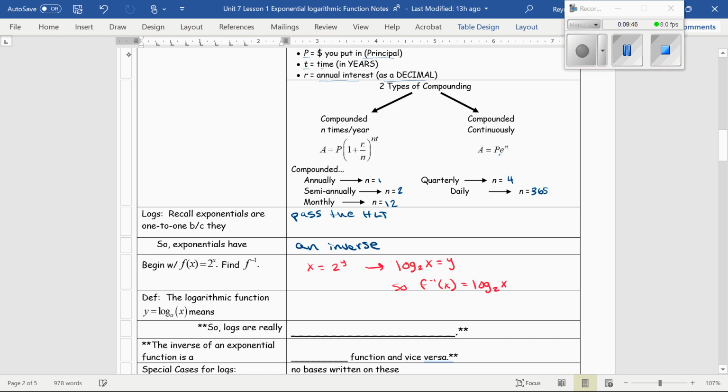All right, so your definition of a log function means that if you have y equals log base a of x, we can go back and forth between exponential and log form, this is the same as a to the y is equal to x. All right, so being able to convert back and forth will really benefit you here with these. Logs are really just rewritten exponents.